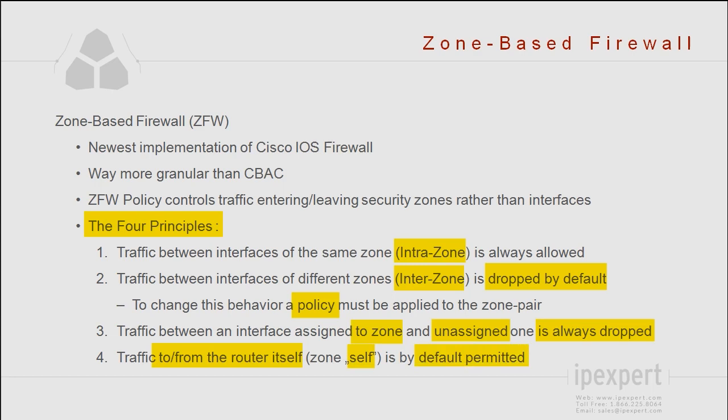So all packets destined to the router itself, to one of its physical or logical interfaces, which are represented by the zone self, are going to be allowed by default. And also the packets sourced off the router, such as routing protocol updates or maybe a telnet session from the router itself, are also going to be allowed by default.